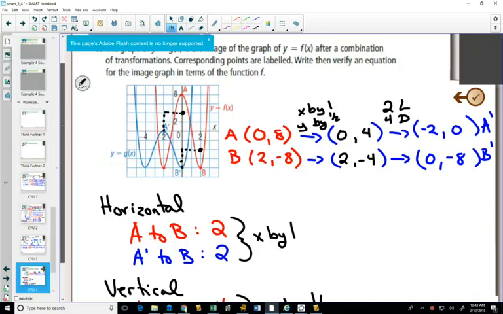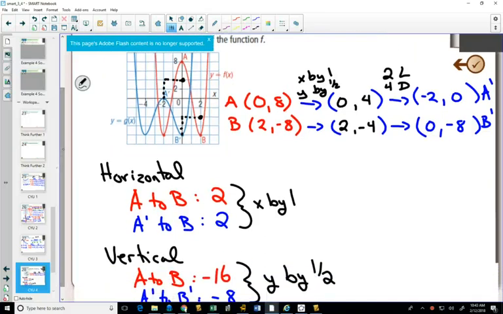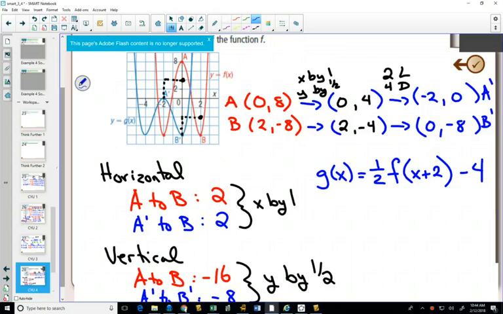Write an equation in terms of f. So our equation is g of x. So notation-wise, we want to say g of x equals, in terms of f, we've got a 1/2 outside of the function because that's vertical. Then inside the function, we don't have to show the x by 1 because that's not doing anything. The only thing we need to show is 2 to the left. So that'll be an x plus 2. And then finally, outside of the function again, 4 down.